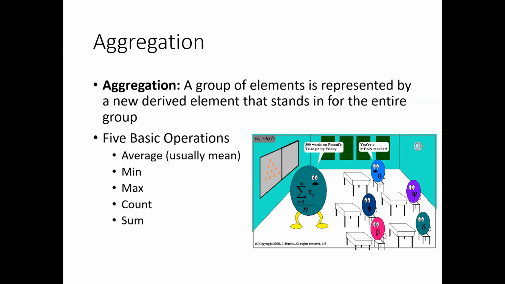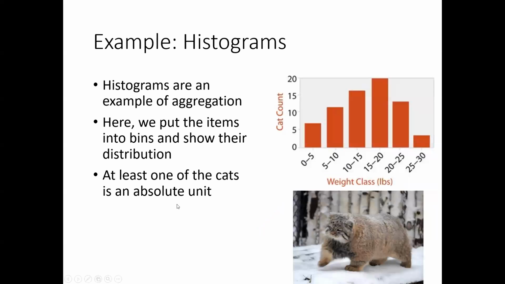The 5 basic operations you probably have seen in some of your introductory data science courses. One is average, usually the mean average, although you could go with the median or the mode as a measure of central tendency. There's the minimum, the maximum, the count, and the sum. And the little cartoon here says, the teacher says 500 words on Pascal's triangle by Friday, and Theta says you're a mean teacher. So it's a kind of what you get with statistical cartoons, and that's about as good as you get.